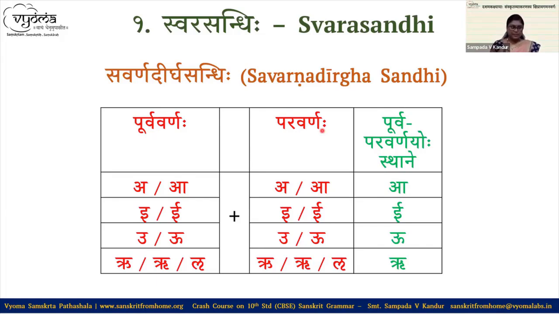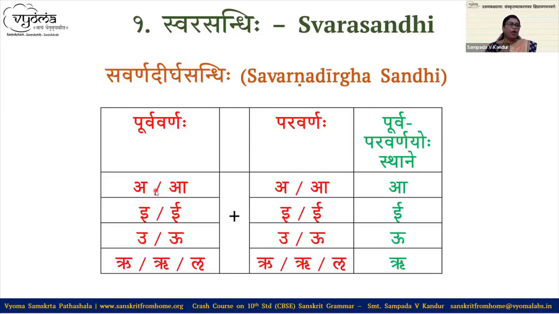Ru plus Ru. Paravarna in Uttarapada, same. Ru plus Ru is equal to Dirgha Rukara. Now here, there are possible combinations. What are the possible combinations?